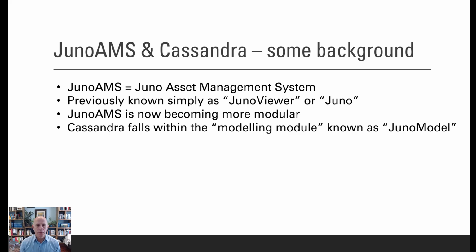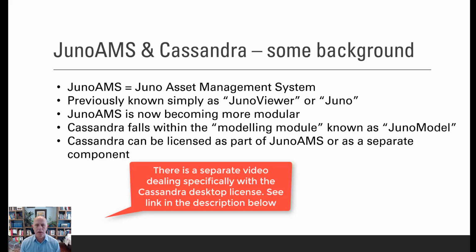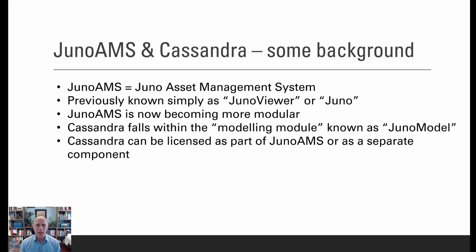Juno Cassandra falls then within the modeling module known as JunoModel. Cassandra can be licensed as part of the JunoAMS or as a separate component. So if you are a deterioration modeler or an analyst looking simply for a world-class infrastructure deterioration model that can handle machine learning and other complex types of functions, then Cassandra can be very useful for you as a standalone tool, and you do not need the wider JunoAMS ecosystem in order to use it.